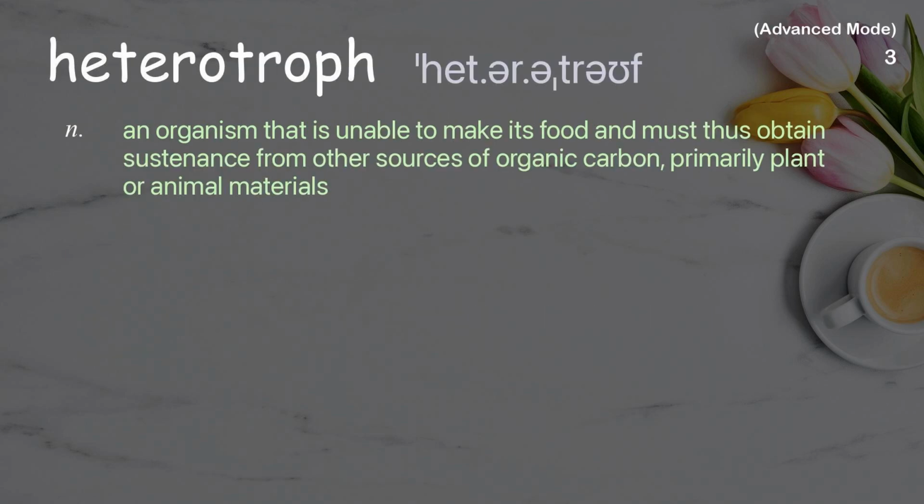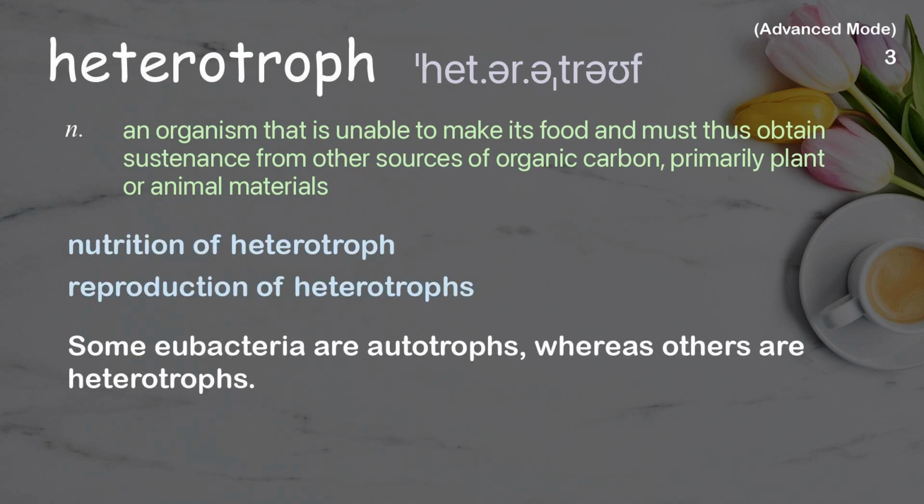Heterotroph. An organism that is unable to make its own food and must thus obtain sustenance from other sources of organic carbon, primarily plant or animal materials. Examples: Nutrition of heterotroph. Reproduction of heterotrophs. Some eubacteria are autotrophs, whereas others are heterotrophs.